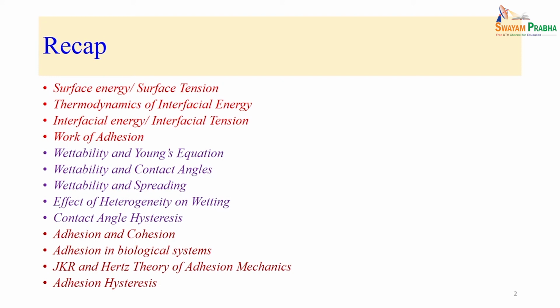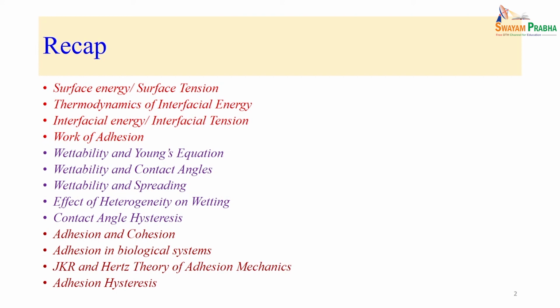In the last lecture we discussed adhesion and cohesion. We also briefly discussed a few examples of adhesion in biological systems. Then we discussed the adhesion mechanisms based on the JKR and Hertz theory. JKR considers that the interfacial layer is deformed, or you can say it considers adhesion, while the Hertz theory considers there is no adhesion. Then, similar to the contact angle hysteresis, we also discussed the adhesion hysteresis.